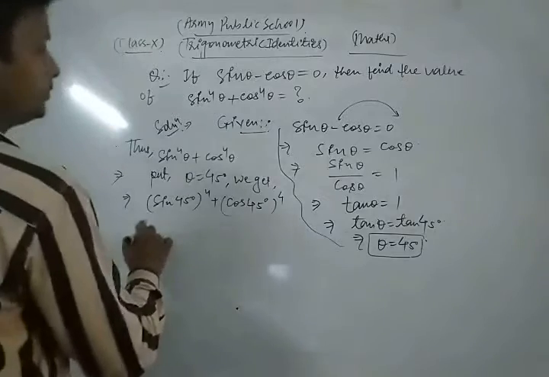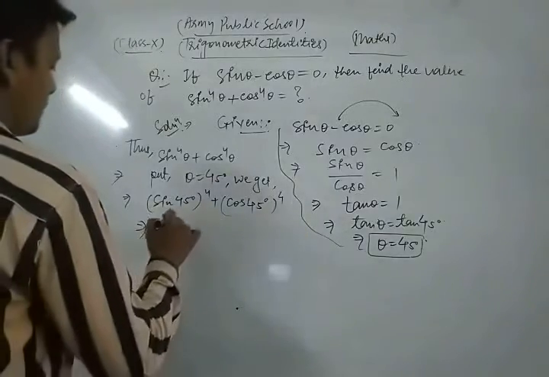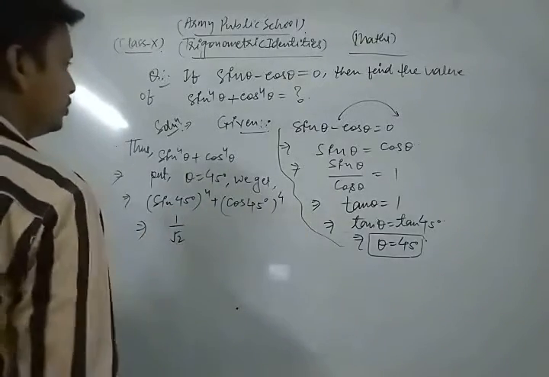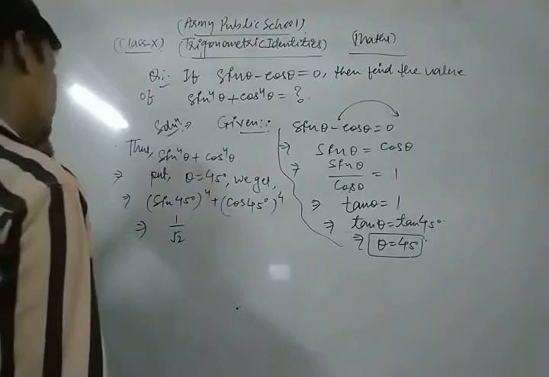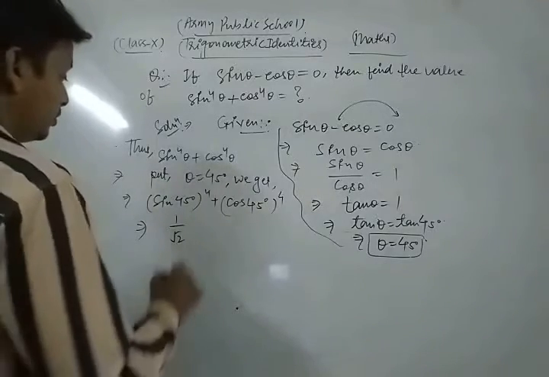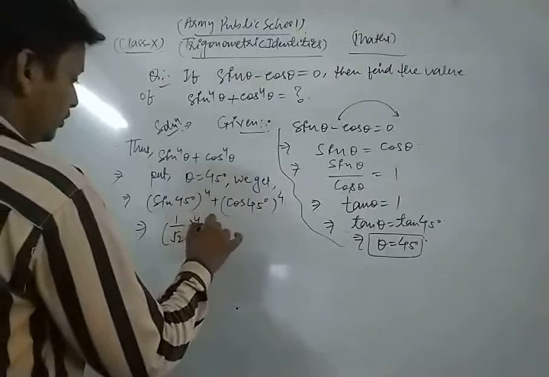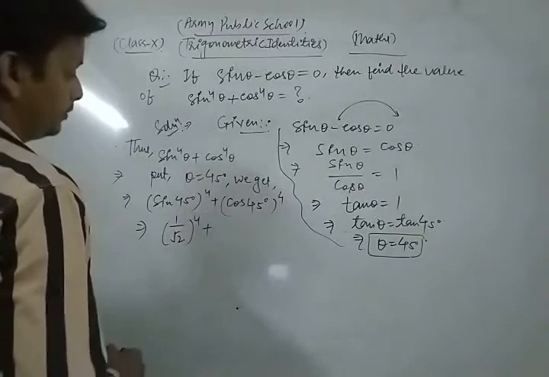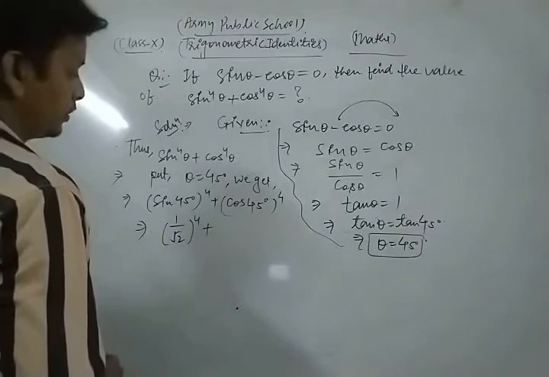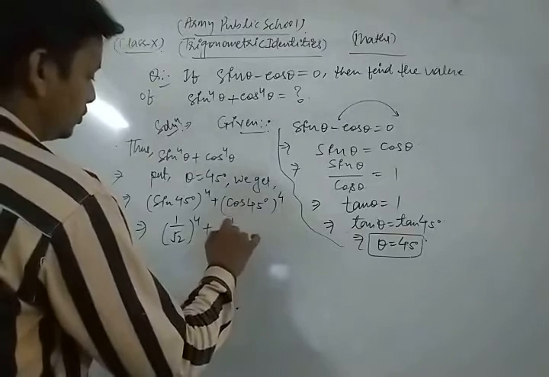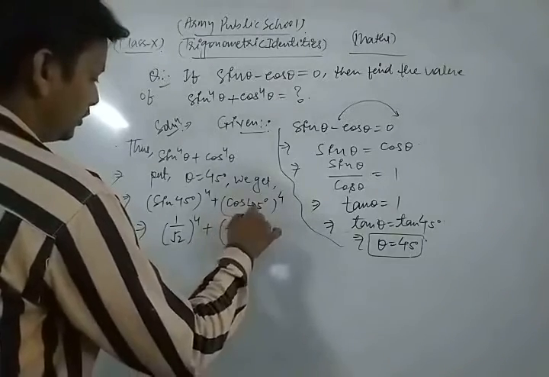1 upon under root 2. The value of sin 45 is 1 upon under root 2 to whole power 4 plus the value of cos 45 is what? 1 upon under root 2 to whole power 4.